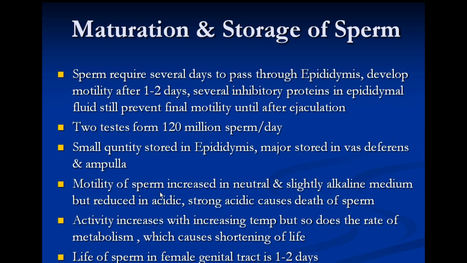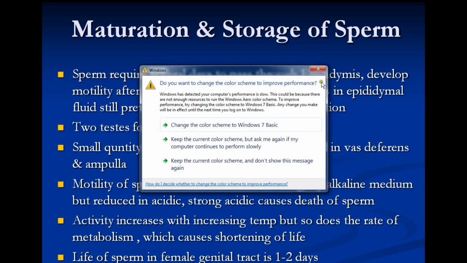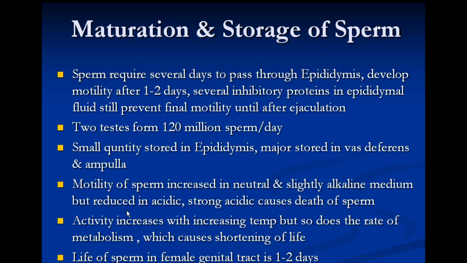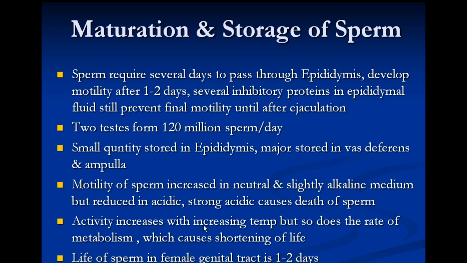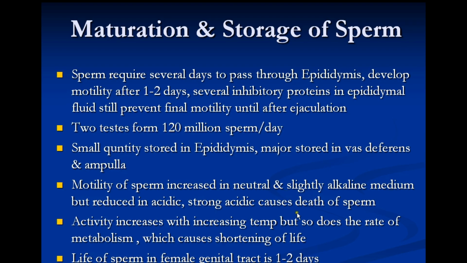Motility of the sperm increases in neutral and slightly alkaline medium. Its motility reduces in an acidic atmosphere. A strongly acidic medium causes the death of the sperm. Activity increases with increasing temperature, but so does the rate of metabolism, which shortens the life. The life of the sperm in the female genital tract is only 1 to 2 days.